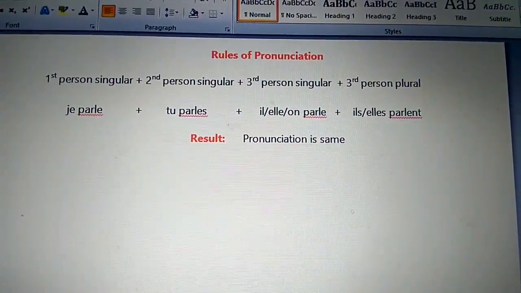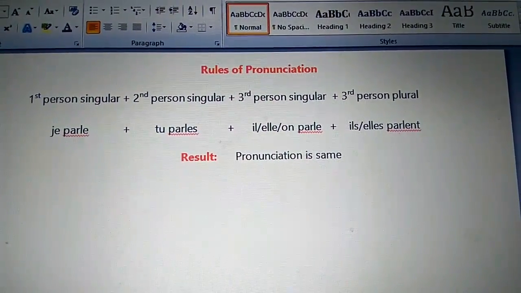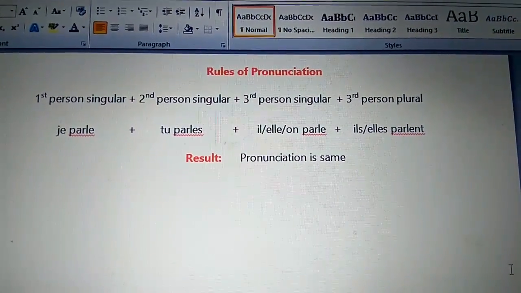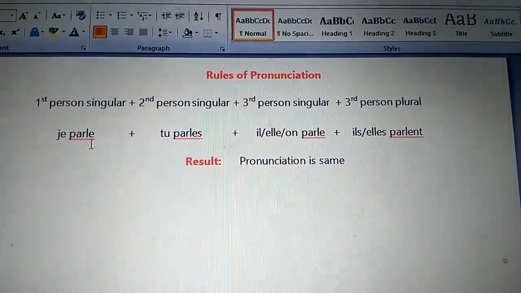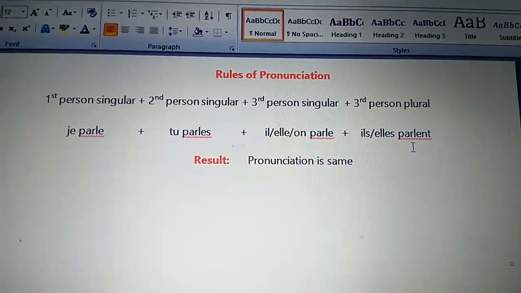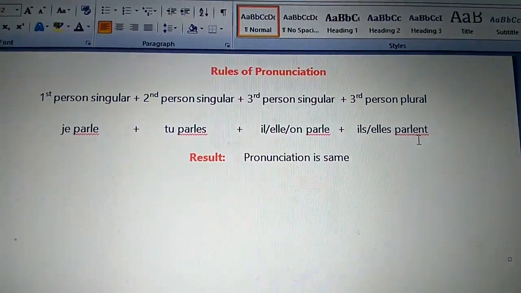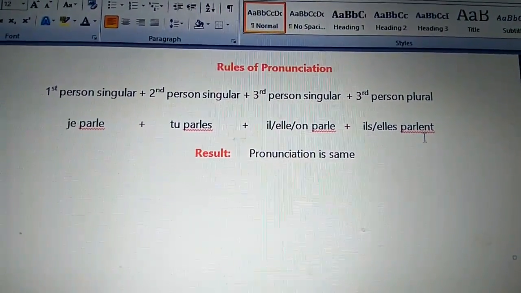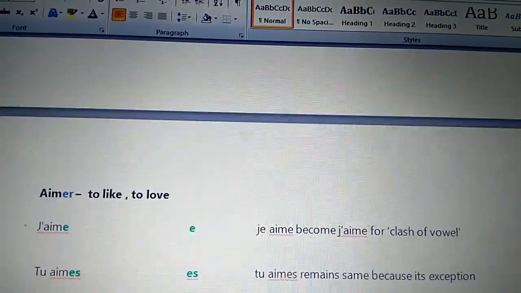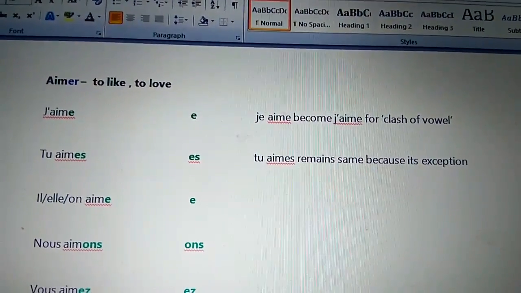Now, you have understood the rule of pronunciation: first person singular, second person singular, third person singular, and third person plural. The pronunciation is the same, but there is a slight difference in the ending: here is E, here is ES, here is E, and here is ENT. So there is a slight difference in the conjugation, but the pronunciation is the same. That is the logic I am trying to explain, so it's easy for you to pronounce.